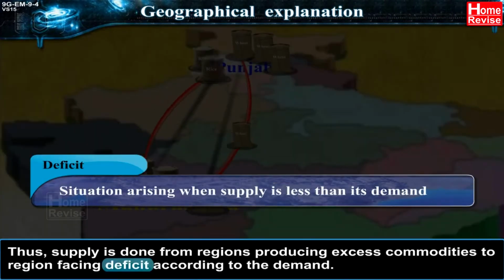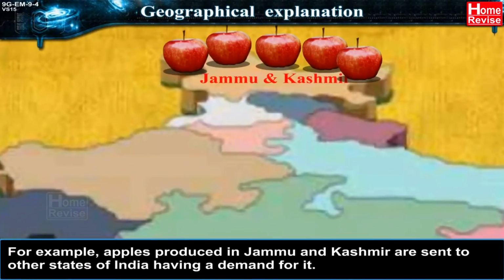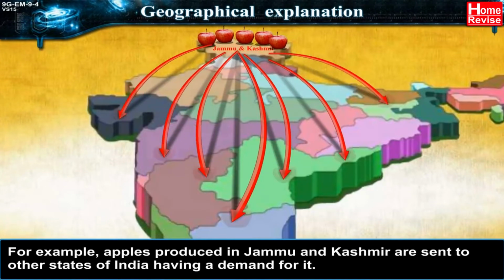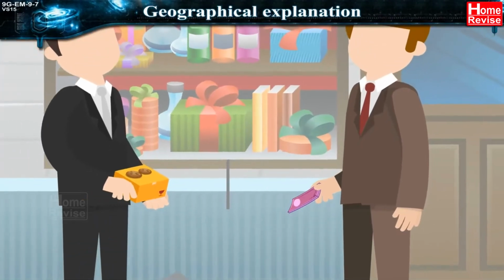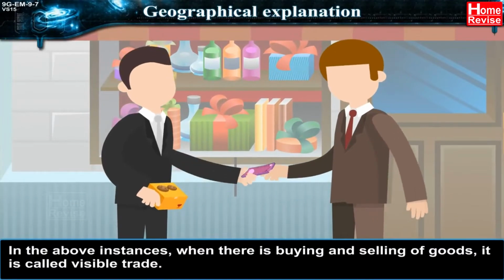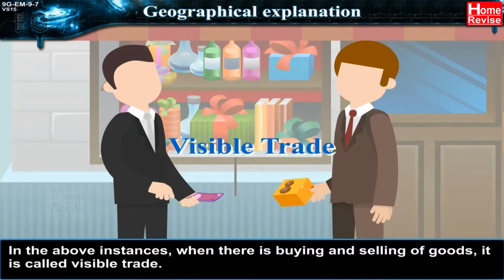Deficit means a situation arising when supply is less than its demand. For example, apples produced in Jammu and Kashmir are sent to other states of India having a demand for it. Geographical explanation: in the above instances, when there is buying and selling of goods, it is called visible trade.